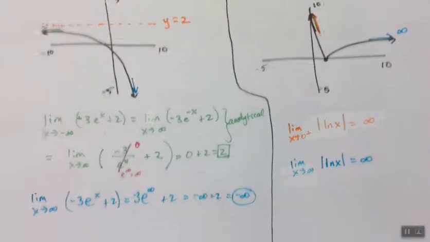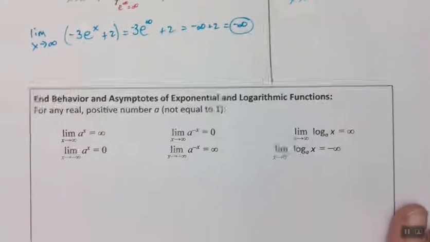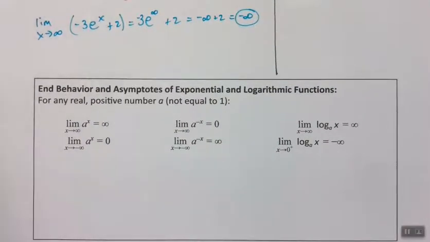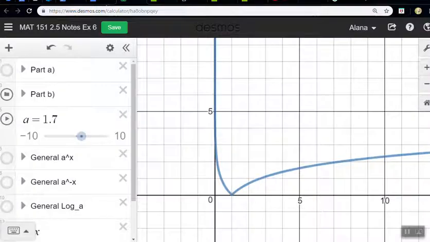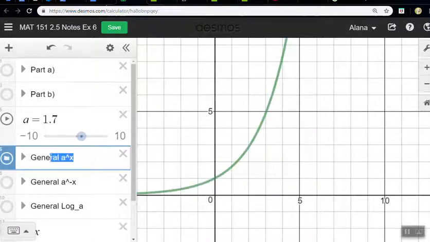Okay, so that leads us to some end behavior ideas that we need to look at for exponential and logarithmic functions. And I've graphed them here. So let me turn off part B, and let me just do a general a to the x, which is the far left column of that table.